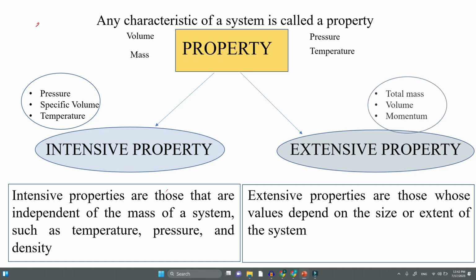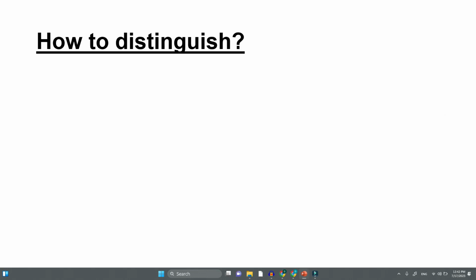So extensive property means total mass, volume, momentum, etc. Okay, momentum of the gas molecules, total volume, total mass. These are all extensive properties because these depend upon the mass of the system. So how exactly can you distinguish between them?